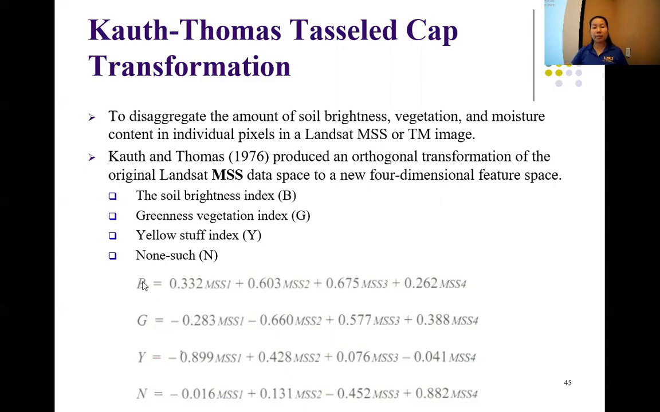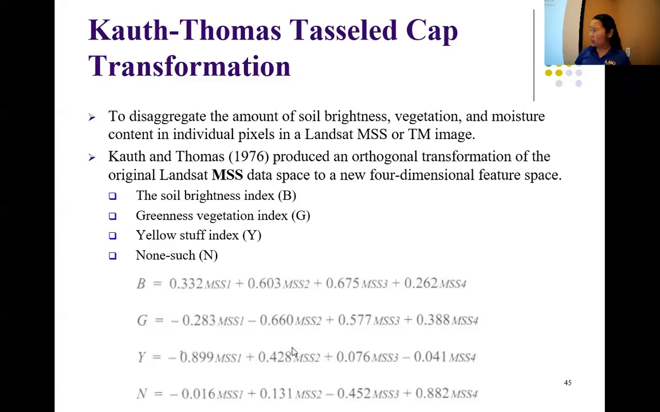So let's take a look at B here. We have a couple of coefficients, these numbers here. MSS1 means spectral band 1, then MSS2, MSS3, and MSS4. So basically using these four bands but giving them different weights, that's how they calculate B. And G is the same thing, just with a different equation. For example, the first two coefficients are negative, and the Y is like this.